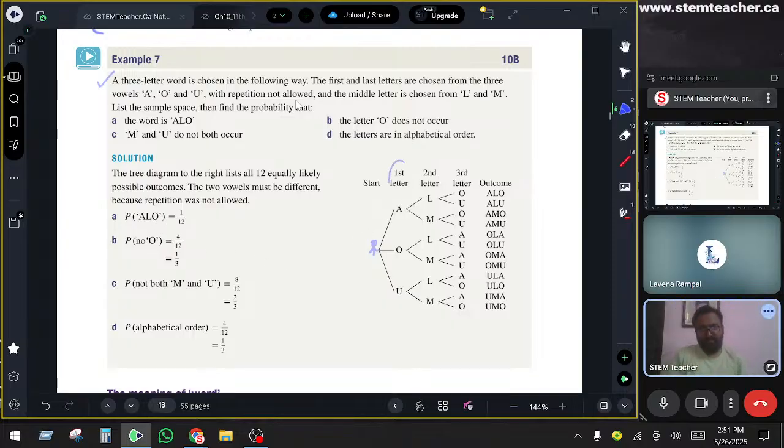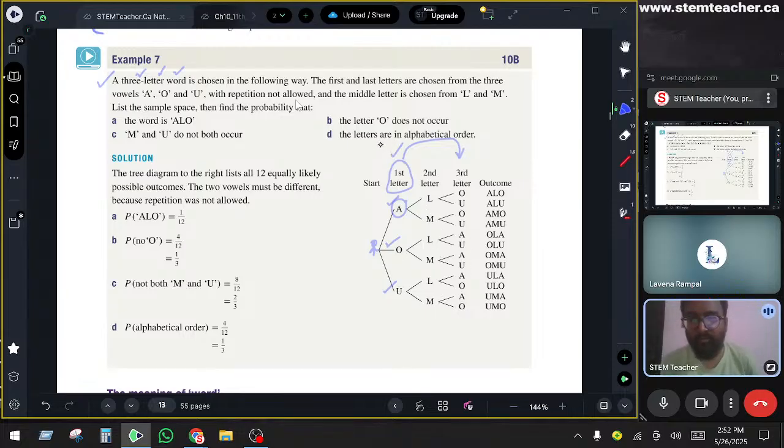So this is the first letter cases. What are the first letter cases? Either it should start with A, O, or U, and it is a three-letter word. The first letter is completed. Next, the third letter is similar but without repetition, because A has already been used, so O or U. If O has already been used, then A or U.